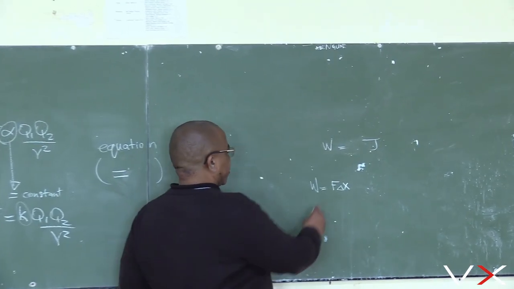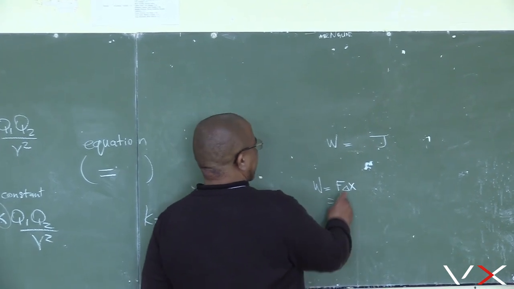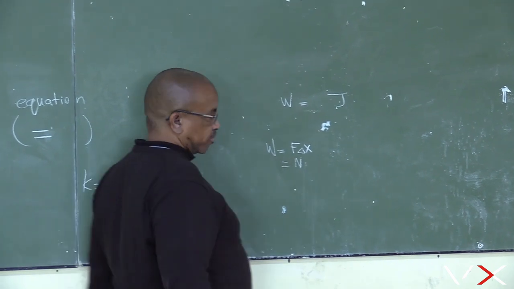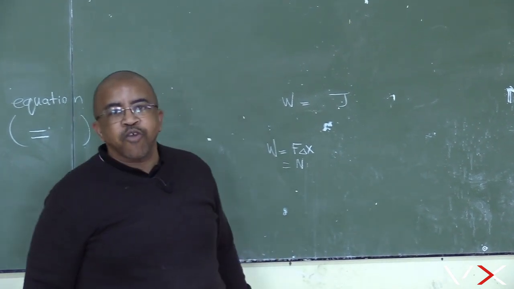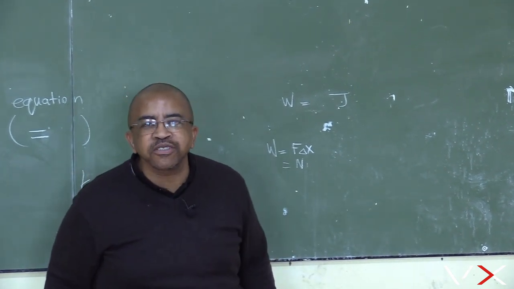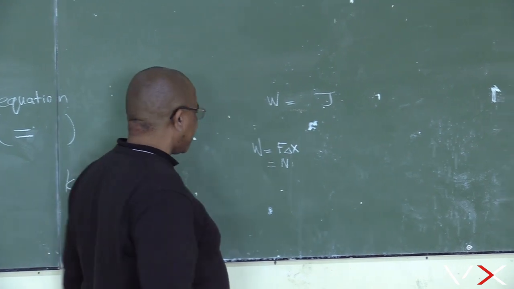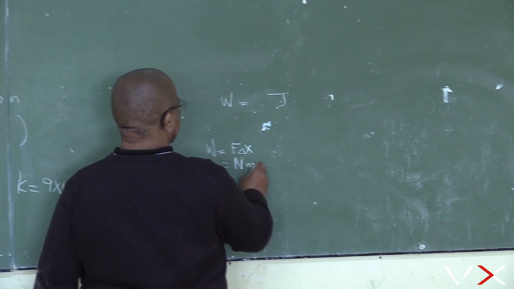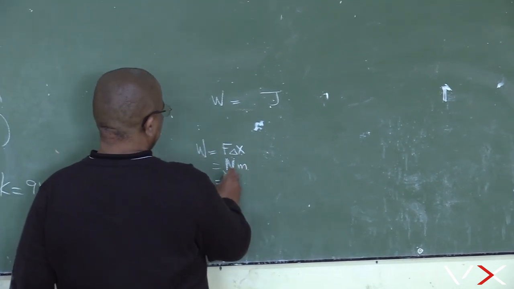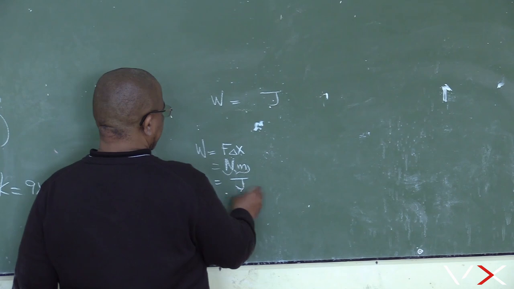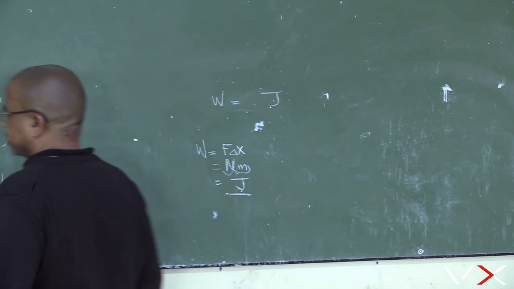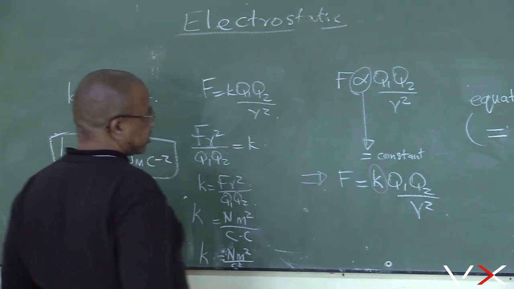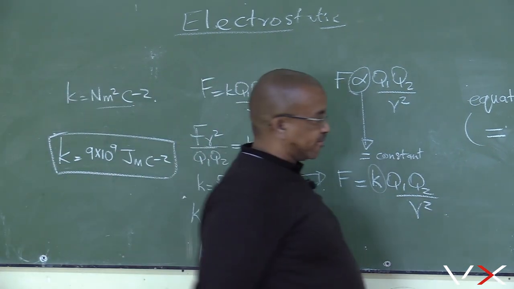So now when you exert the force, force is measured in newtons, guys. Force is measured in newtons, distance is measured in meters. So what is Newton meter? Joules. Okay, Newton meter is joules.